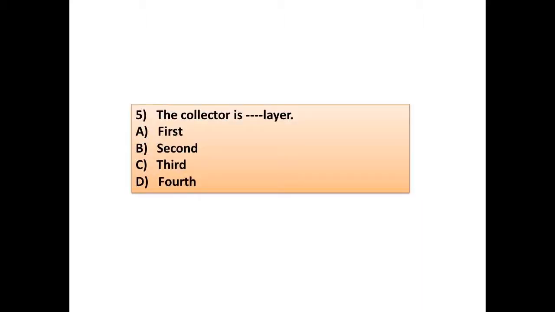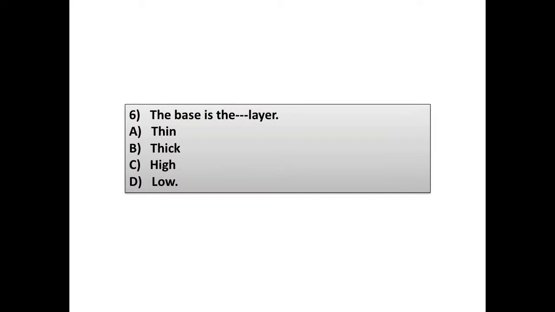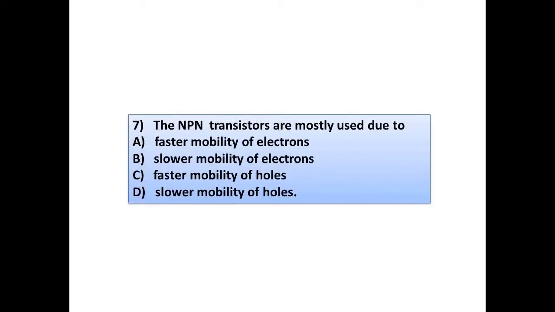Question number 5. The collector is dash layer? Answers: A. First, B. Second, C. Third, D. Fourth. Question number 6. The base is the dash layer. Answers: A. Thin, B. Thick, C. High, D. Low.